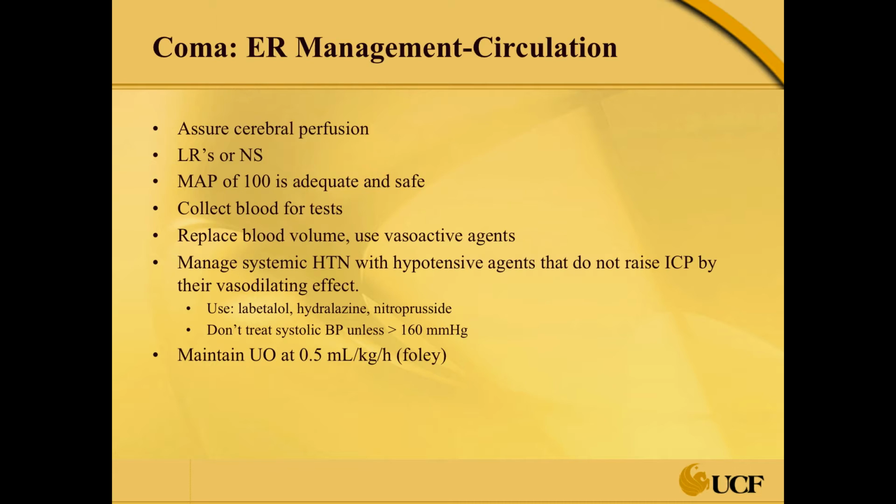Collecting blood for tests. Obviously, you're going to want to get a metabolic panel. You're going to want to get a CBC with differential. You're going to want to get a tox panel, an alcohol level, a UA, all these things very, very important.